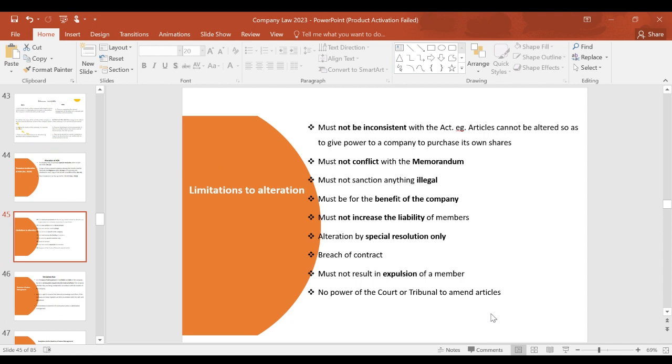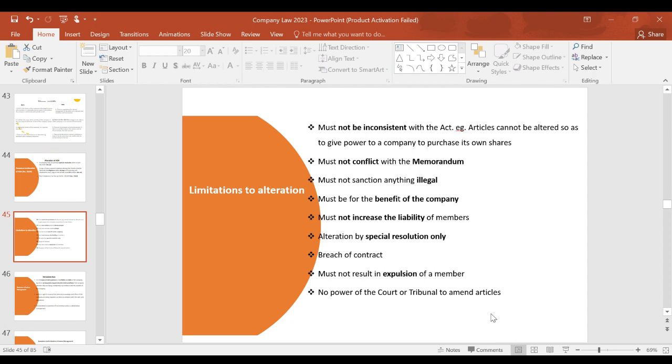So, when making an alteration on the Articles of Association, there are boundaries that have been demarcated, that you must adhere to when altering those articles. One of these is that the alteration must not be inconsistent with the Act, which is the Companies Act of 2015. It should not be inconsistent with the Act, the Companies Act of 2015.